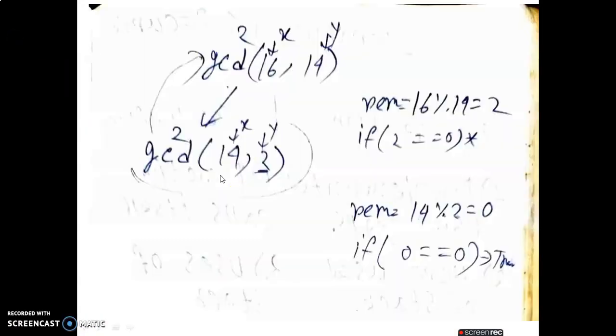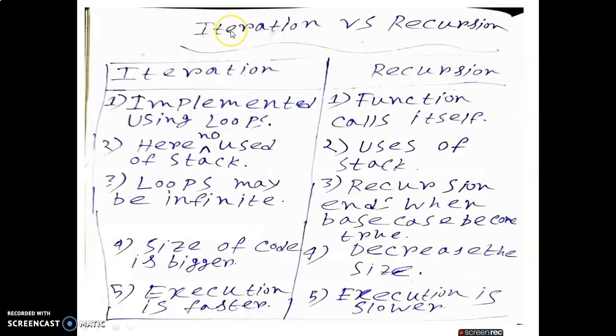Now last, what is the difference between iteration and recursion? We make a chart. The left part is iteration and the right part is recursion. First point: iteration is implemented using loops. Every iterative statement is implemented through loops. In recursion, the functions call themselves.